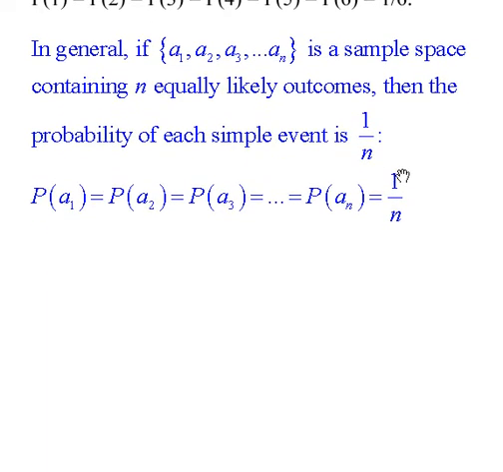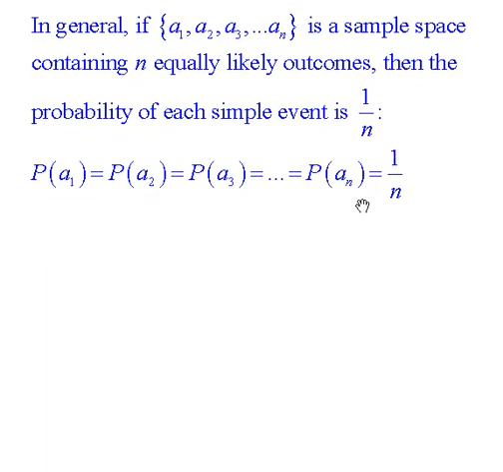So to generalize, because maybe some of you have a standard, well, not so standard die that has more than 6 sides. So in general, if a sub 1, a sub 2, a sub 3 through a sub n is a sample space representing n equally likely outcomes, the probability for each simple event is 1 out of n.